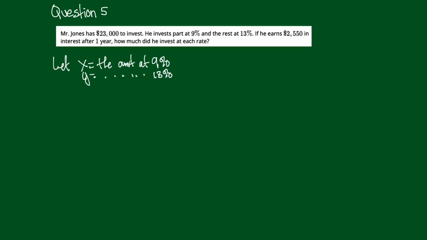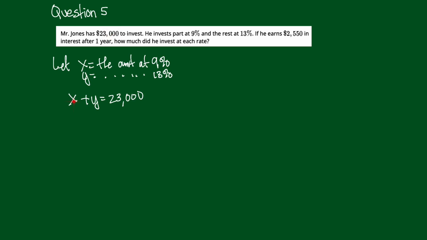Now I know this, X plus Y is equal to 23,000. Do you see that? This is the amount you put in at 9, this is the amount you put in at 13, and the total amount we have invested is 23,000. All right, so that's one equation. Now I need another one. Now, here's where the other one's going to come from.